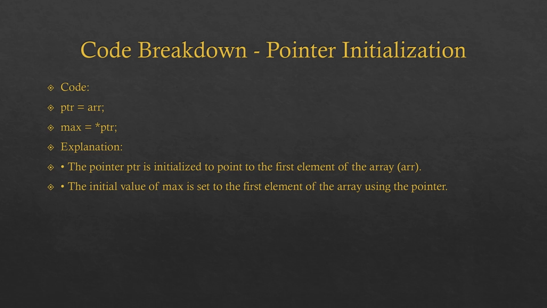Now let's dive into the pointer initialization. The pointer ptr is set to the first element of the array. The max variable is initially set to the value of the first element, which we access using the pointer. At this point, we are ready to start comparing the rest of the elements.